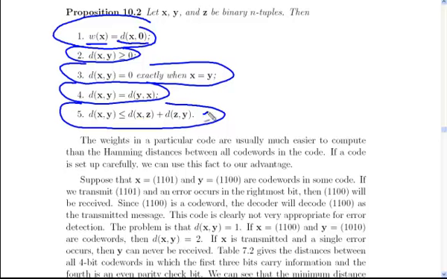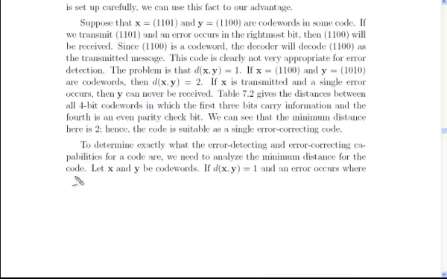That one's probably the trickiest one in this sequence, but it does make sense if you think about it. If you want to understand, write down 3 code words and see how that works. Here it says the weights in a particular code are usually much easier to compute than the Hamming distances. So if a code is set up carefully, we can use this advantage. All right, let's look at this particular example.